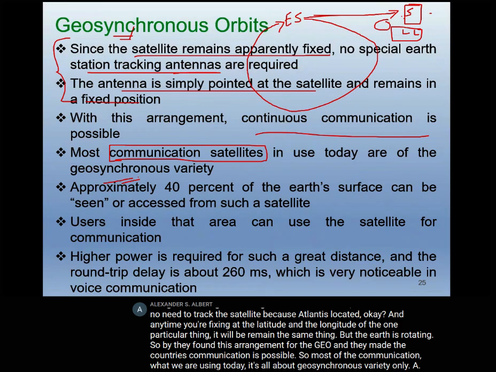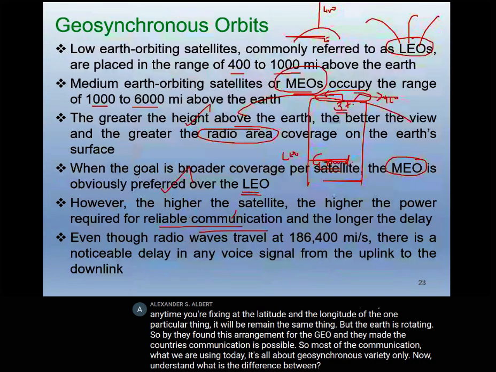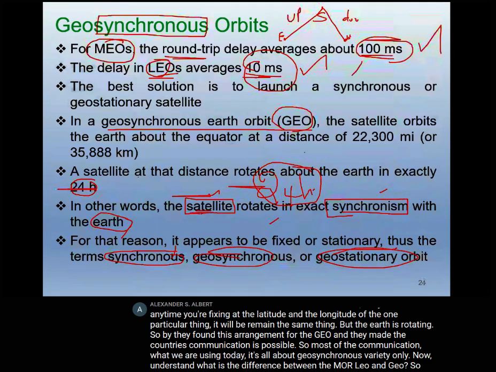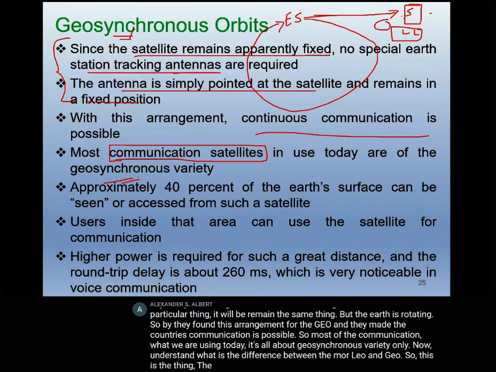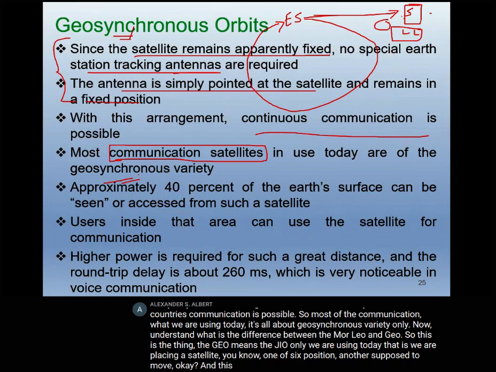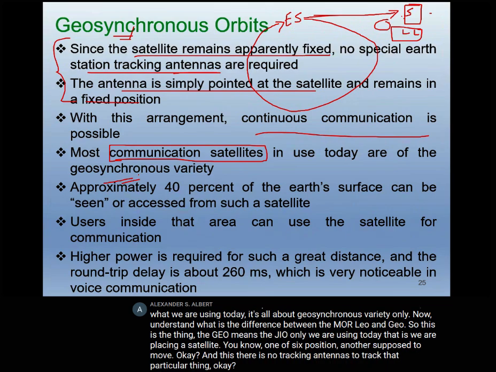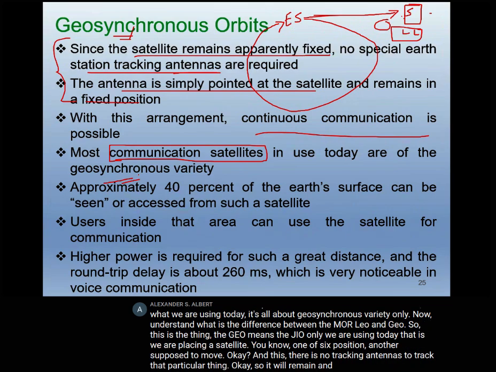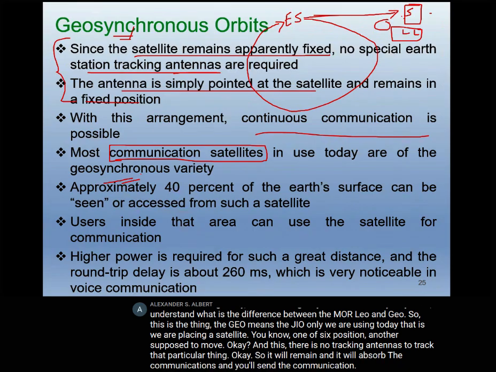Can you now understand the difference between MEO, LEO, and GEO? The GEO is the one we are using today. We place a satellite in one fixed position, and the Earth moves. There are no tracking antennas to track it. It will remain there, observe the communications, and send the communication based upon the movement of the Earth.